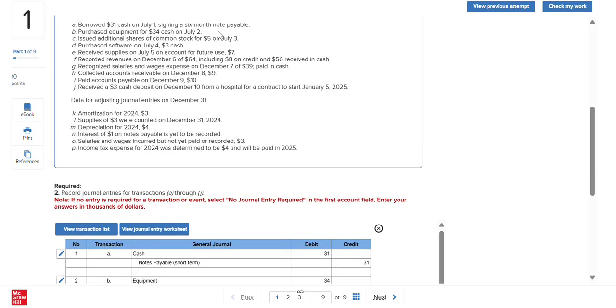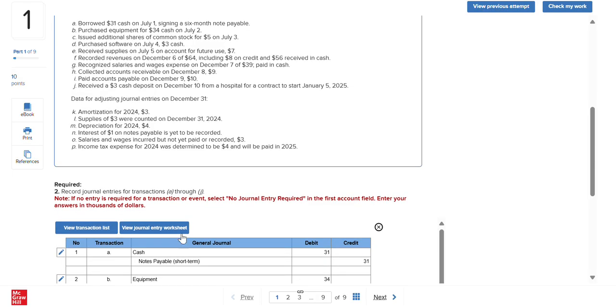For example, in transaction A, it says the company borrowed $31 cash and signed a 6-month note payable. So since they borrowed cash, that means cash went up by 31, and since they have a notes payable on that, notes payable also went up by 31.